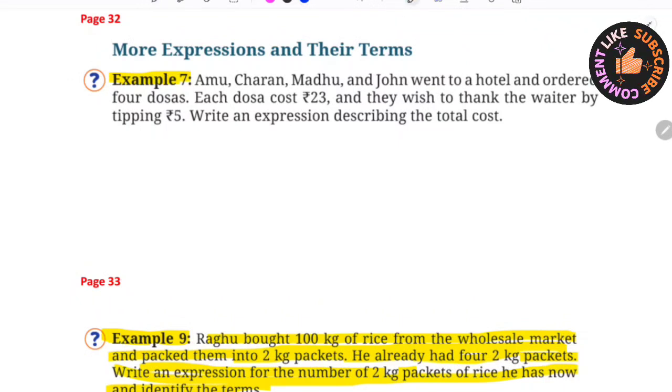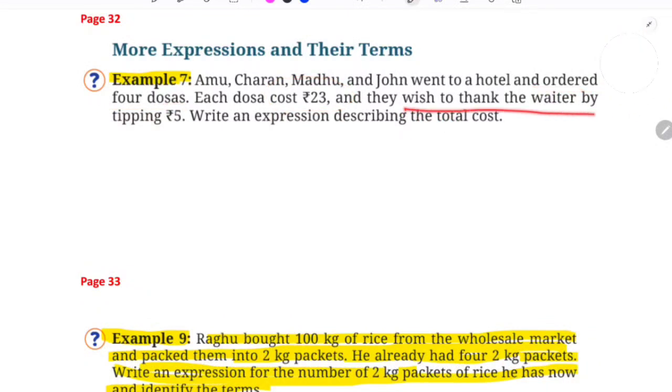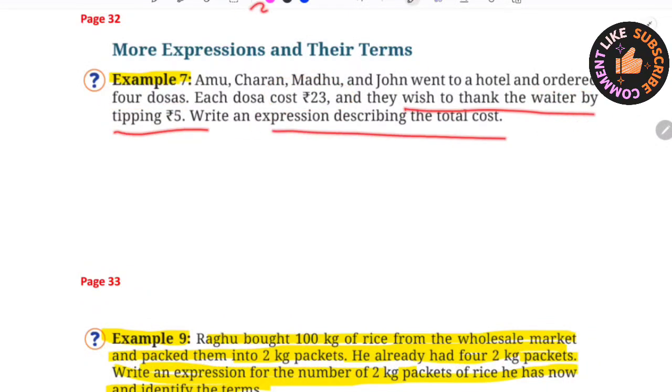So here we are having one example. Amu, Charan, Madhu and John, the four persons, went to a hotel and ordered 4 dosas. Each dosa cost rupees 23 and they wish to thank the waiter by tipping rupees 5. Write an expression for this.